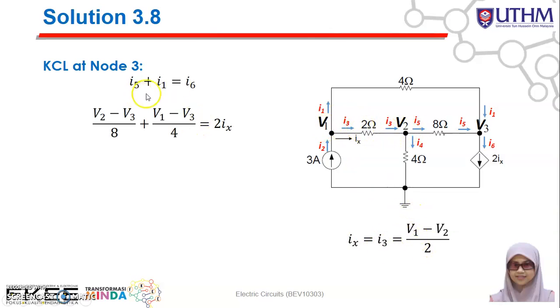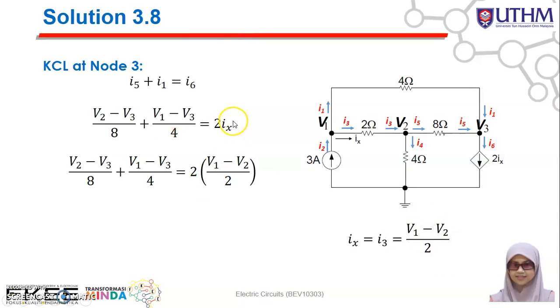So remember, you need to have your equation in terms of the node voltage. So what I'm doing here is I want to substitute the value of Ix in terms of the node voltage. So Ix equal to I3 equal to (V1 - V2)/2. And then after that, we can substitute this equation into here. So Ix we can substitute with (V1 - V2)/2.